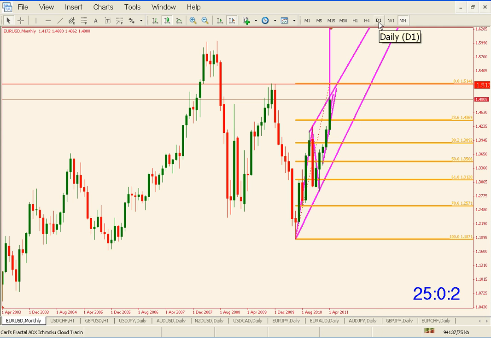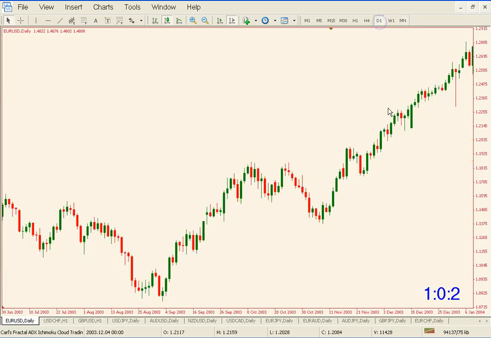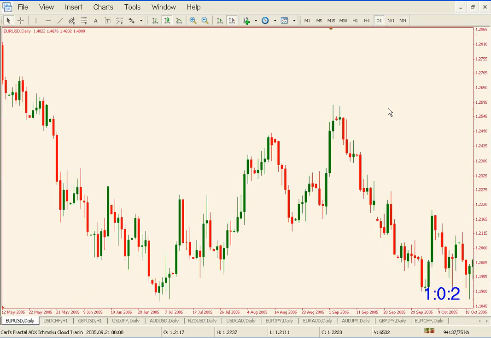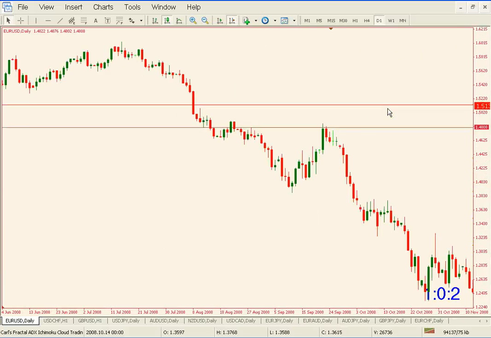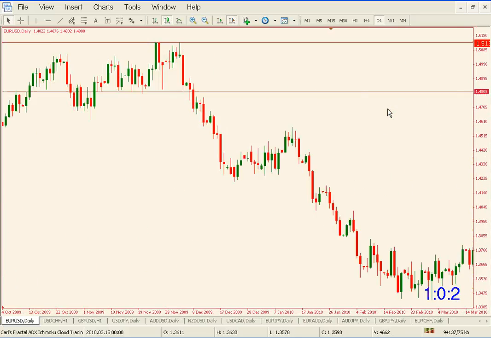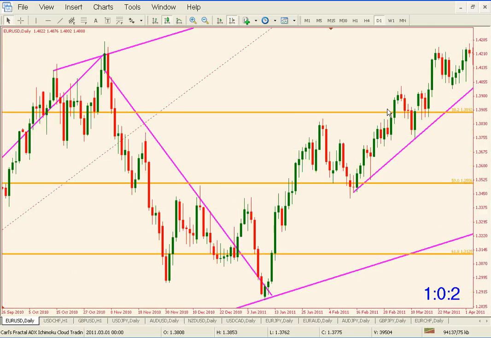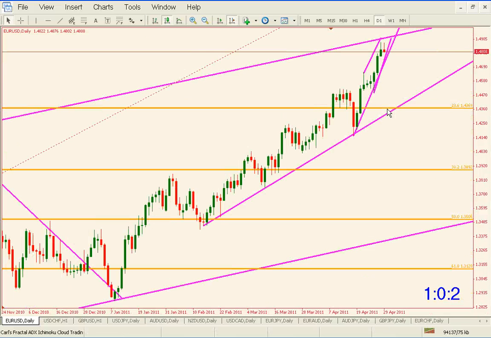Let's look at this on a daily. I always have to do this. I don't know how to get this so I can go straight to where I want to be. But anyway, here we are. This is on a daily chart.